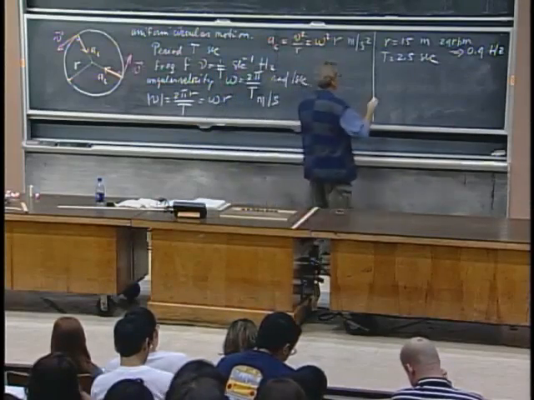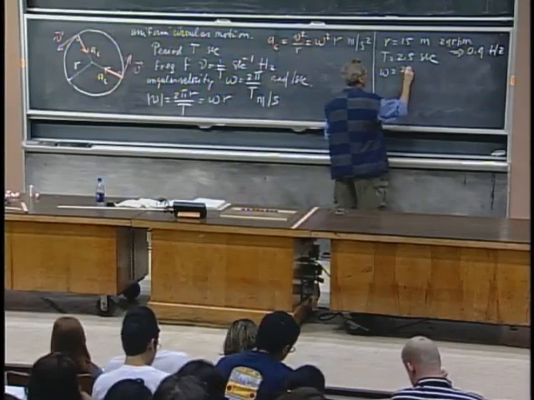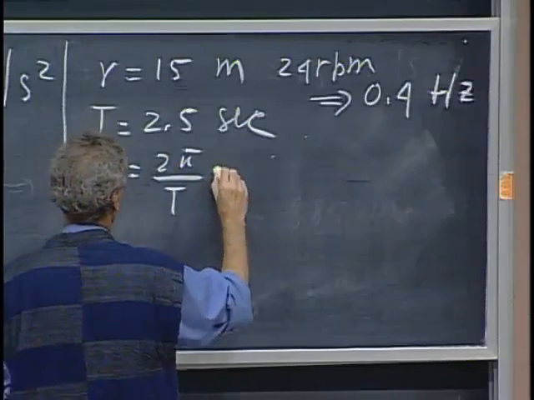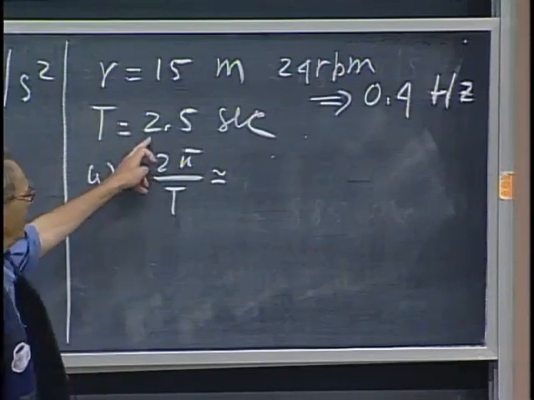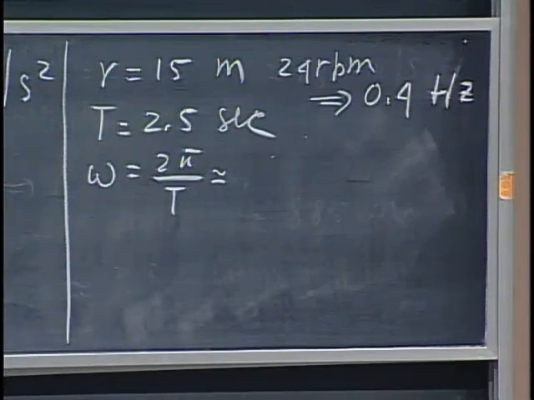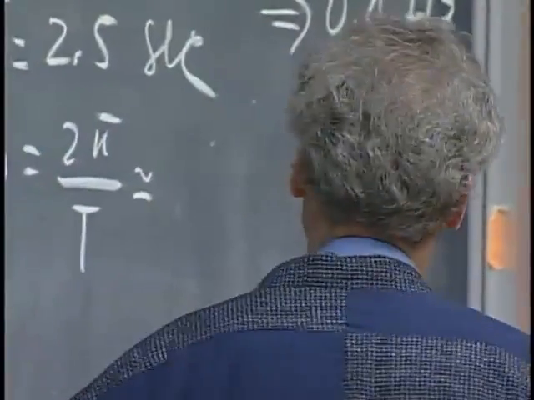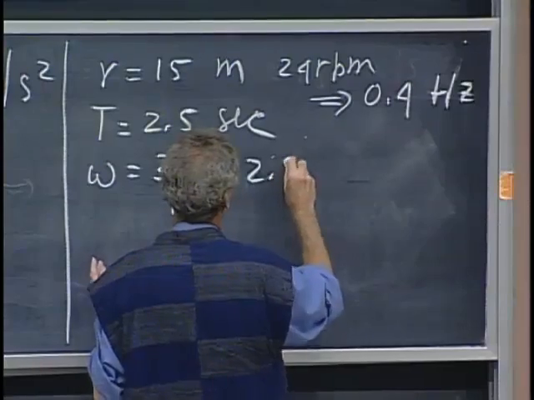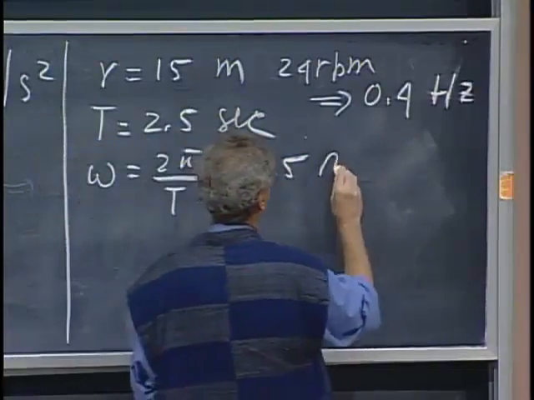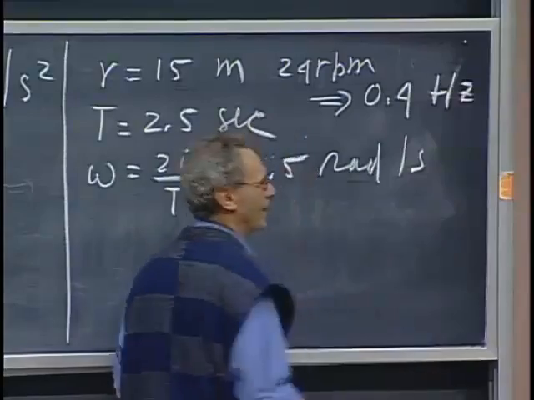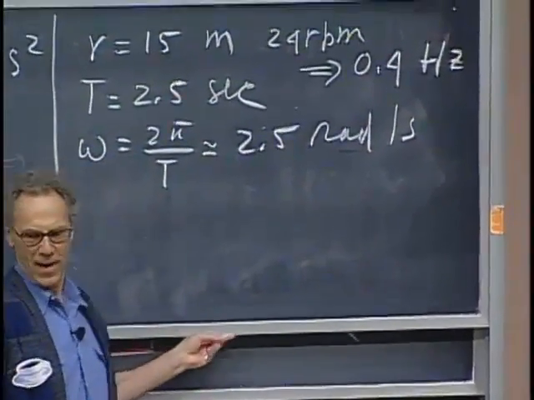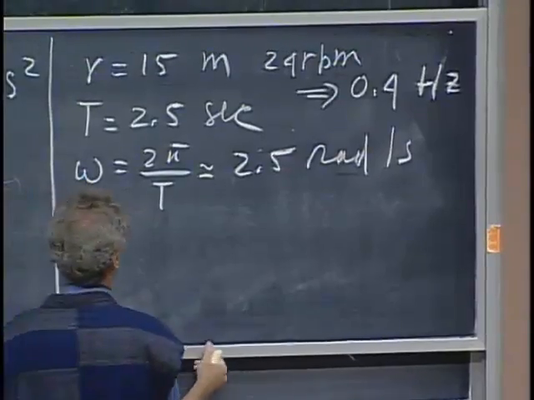So the angular velocity, omega, which is 2 pi divided by T, if you take 2 pi and divide it by 2.5, it just comes out to be roughly 2.5, which is purely accident. But that's the way it is. Don't ever think that that has to be the same, of course. It just happens to come out that way for these dimensions. So omega is about 2.5 radians per second.